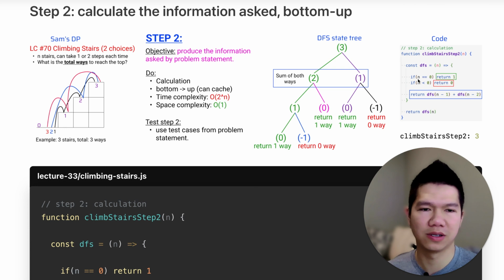Now with our solution here, our time complexity is very high. We have 2 choices, and the tree is going to go n levels deep. So the time complexity is 2 to the power of n, which is very bad. That's why we're going to do caching to make this solution performant.